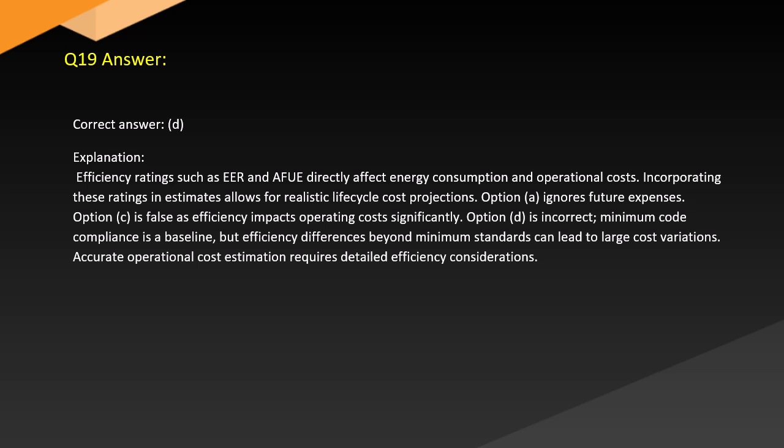Option A ignores future expenses. Option C is incorrect, since efficiency significantly impacts operating costs. Option D is incorrect. Minimum code compliance is a baseline, but efficiency differences beyond minimum standards can lead to large cost variations. Accurate operational cost estimation requires detailed efficiency considerations.